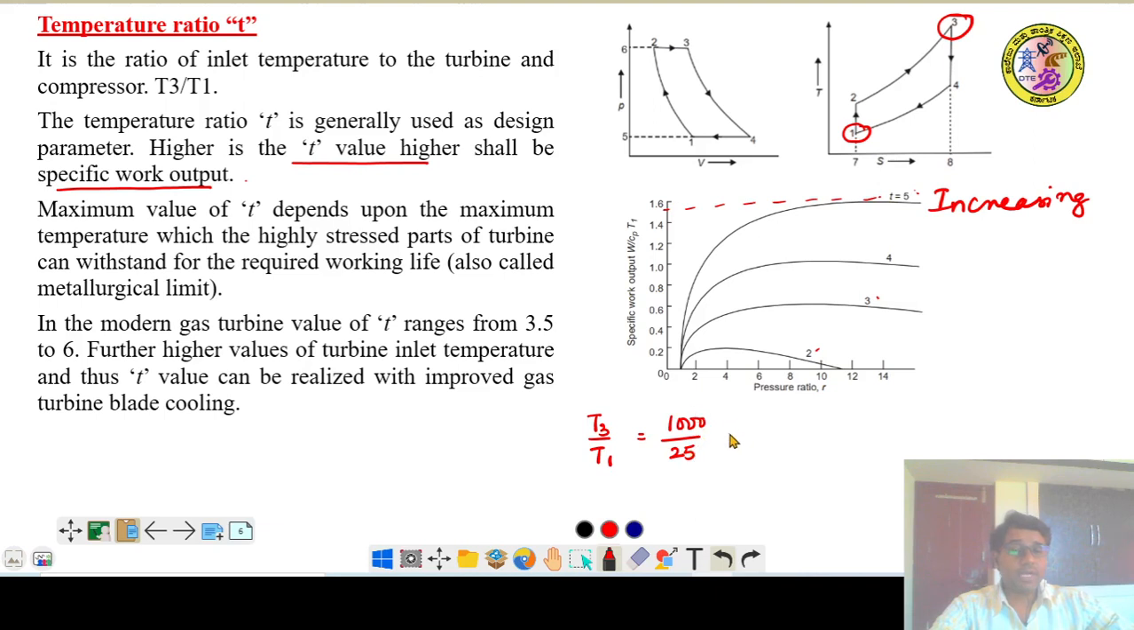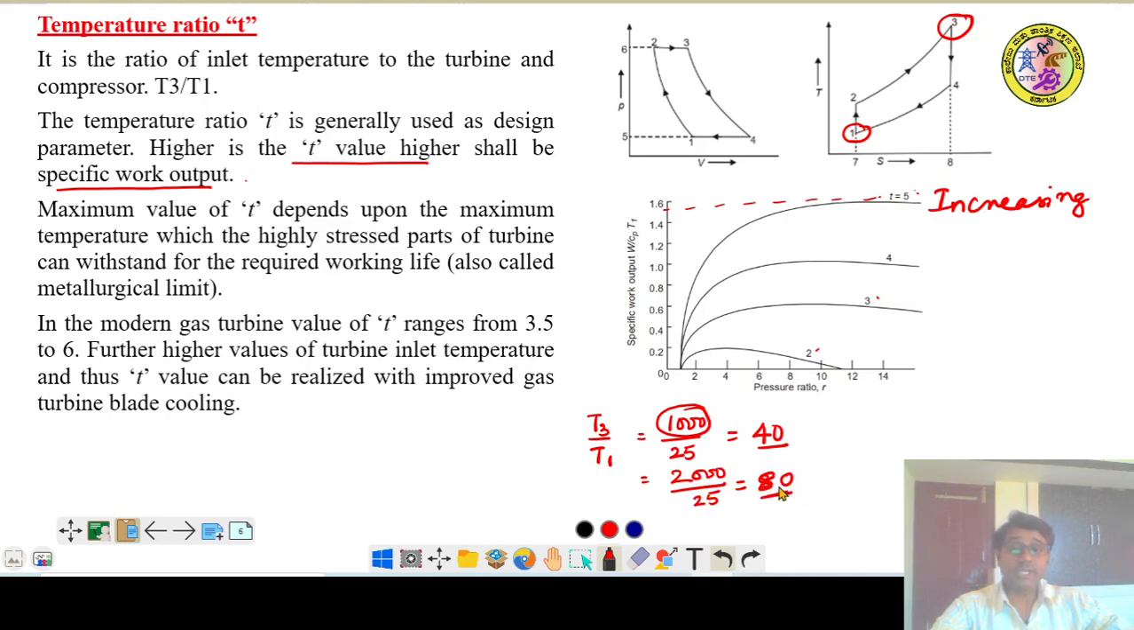So, now what will happen, sir? 1000 divided by 25 is 40. So, the T3 by T1 ratio is 40. If the T3 by T1 ratio has to be increased, what should we do? The inlet temperature to the turbine should be increased. I am going to increase this temperature to 2000. If I increase this temperature to 2000 divided by 25, that becomes 80. So, the T3 by T1 temperature ratio is 80.